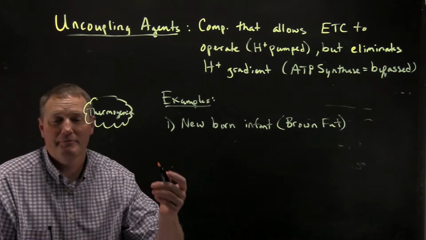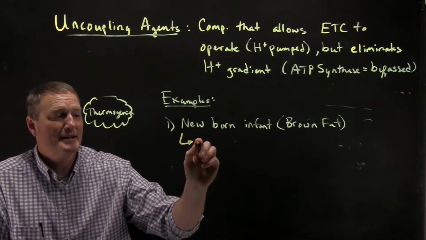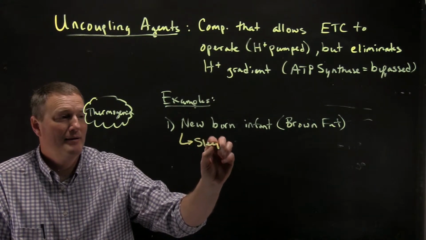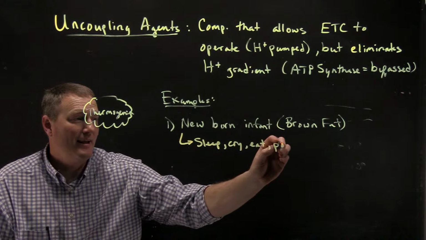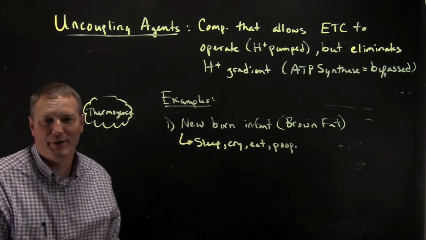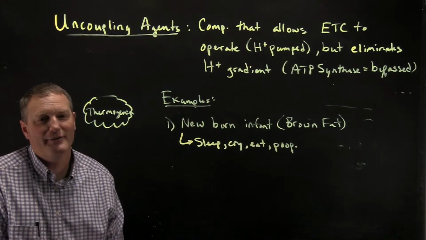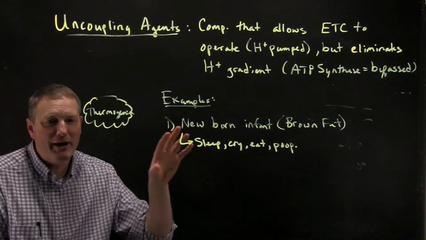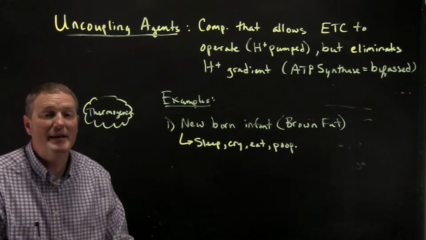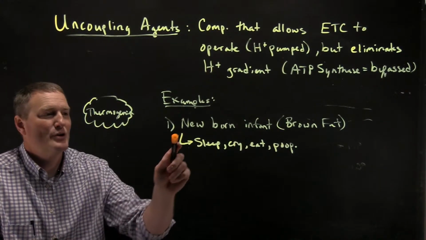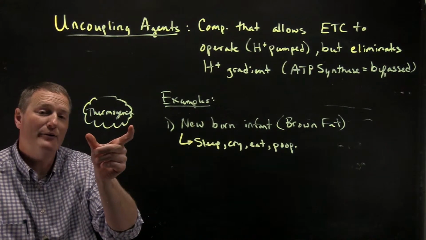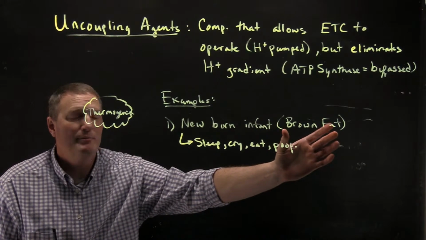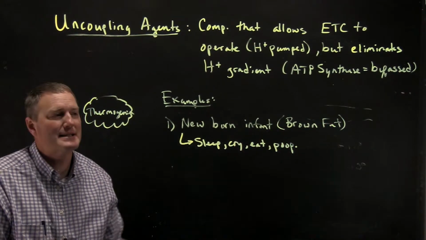If you've also been around newborn infants, they basically sleep, cry, eat, and do that other thing. That doesn't require a heck of a lot of ATP. It's not like they're getting up and running a marathon or anything and need ATP, but they do need heat. So a newborn infant has a significant amount of thermogenin, which actually has a brown color. That's why baby fat is often called brown fat.